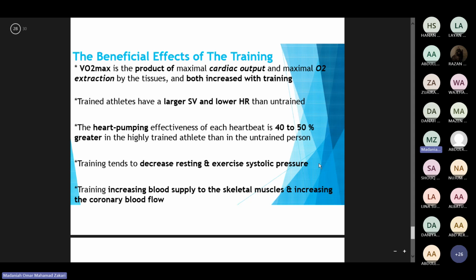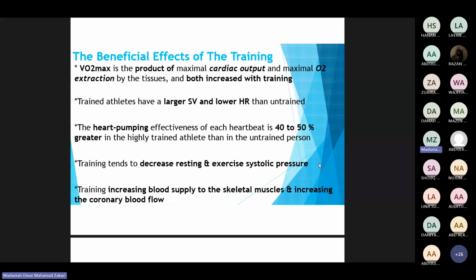Beneficial effects of the training. What are the beneficial effects of the training? Again, kind of a summary, guys. VO2 max is the product of maximum cardiac output and maximum oxygen extraction by tissues, and both increase with training. Trained athletes have a larger stroke volume and lower heart rate than untrained. Okay, agree? The heart pumping effectiveness of each heartbeat is 40 to 50% greater in the highly trained athlete than in untrained or sedentary individuals.